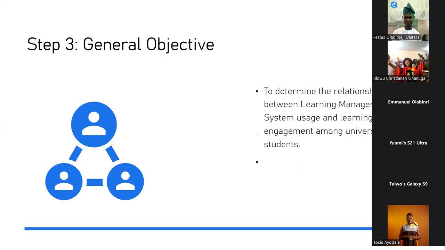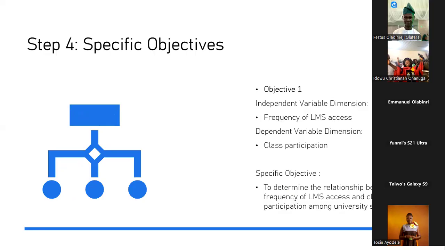All right. So now, remember that for us to form our objectives, we have two forms of objectives: the general objectives and the what? The specific objectives. So in that example now, our general objective will be coming from our topic, which is to do what? To determine the relationship between learning management system usage and learning engagement among university students. That is our general objective. That is what we intend to achieve. However, for us to achieve this, we need our specific objectives. Now let's look at it one by one.